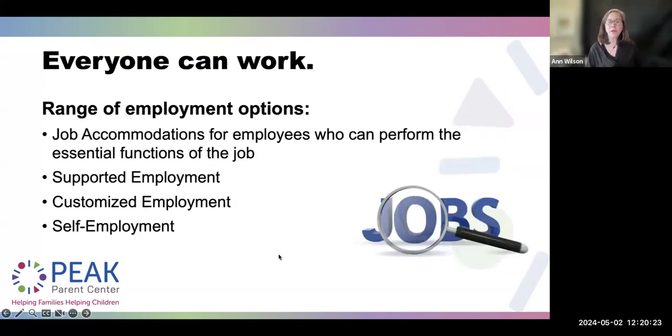Also, everyone can work. Colorado is an employment first state, and so that is sort of the preferred first option that we want to think about for all students. Students who can perform the essential functions of the job with accommodations are entitled to receive those accommodations, and there's a process to work through that. For people who need additional support and more ongoing support, there are options for supported employment and customized employment. And in addition, people often find self-employment to be an option that works if they need more flexibility.